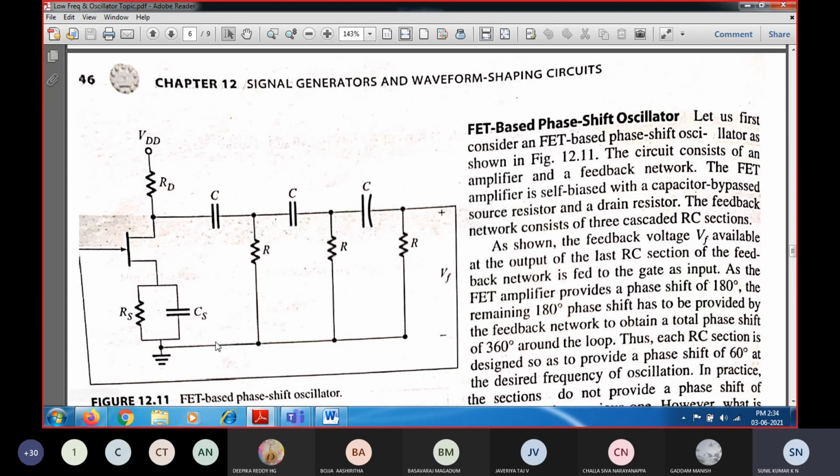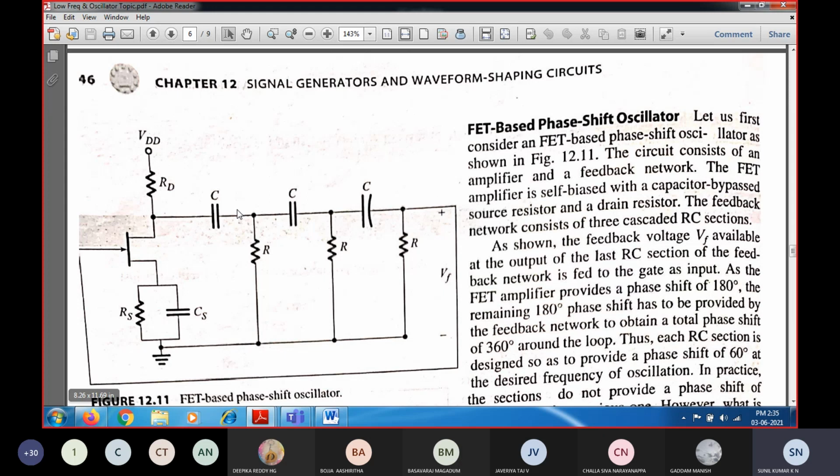Another thing is the feedback network, and the total phase shift around the loop. This is just like a loop. If you start from here, the output again comes back to the output. That is nothing but a looping. The feedback network takes its input from the output, and the output of the feedback network is again fed back to the input side. That completes the looping condition for this circuit.